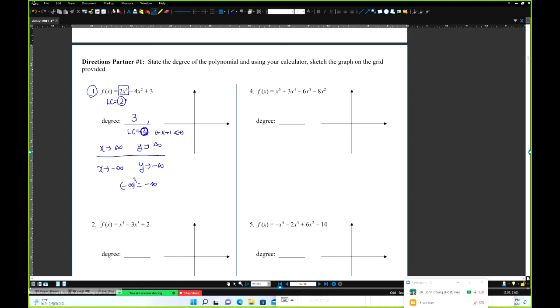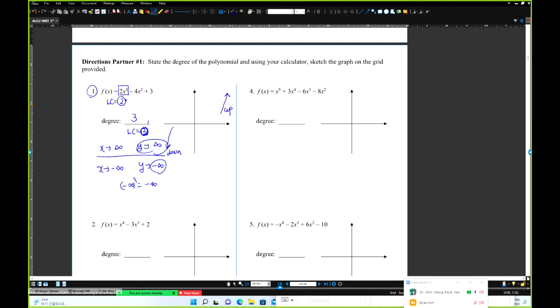To the right, rise up. To the left, fall down. Yeah, that is down. Okay, this is down to the left. This is up to the right. Is it okay?